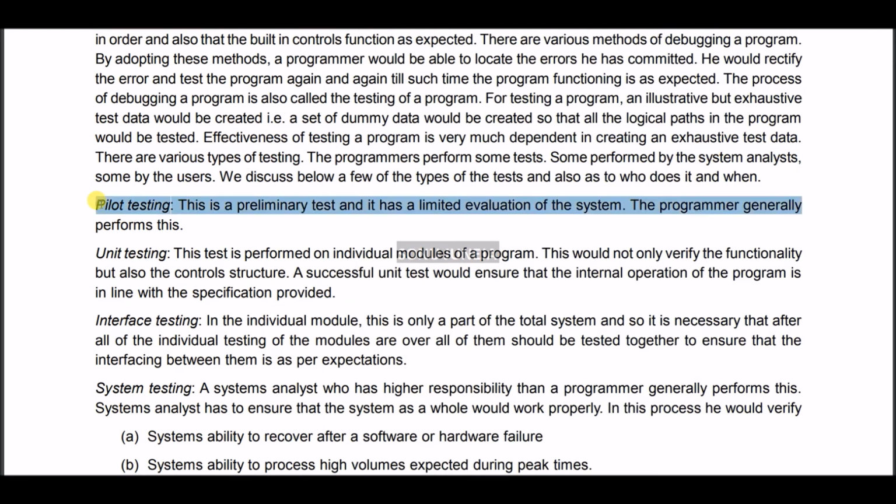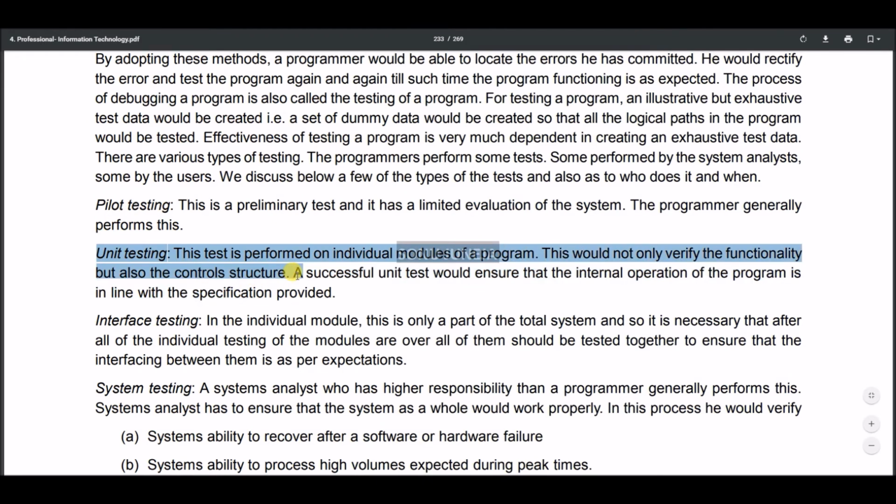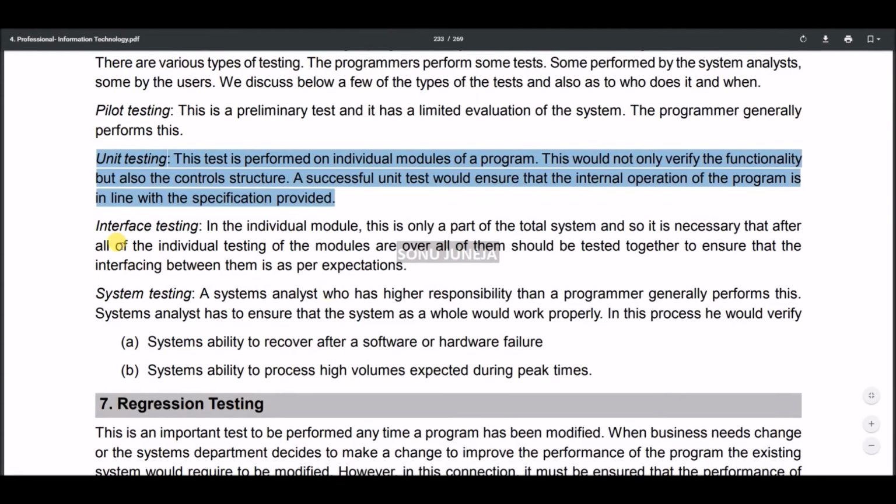Pilot. A pilot is something at the beginning of any new change or program or any new product, be it anything; there is a pilot batch. So the new program is put into a pilot. This is the preliminary test, a limited evaluation of the system. Programmers generally perform this. Unit: an individual module of a program. This will verify not only the functionality but also the control structure. A successful unit test would ensure that the internal operation of the program is in line with the specification provided.